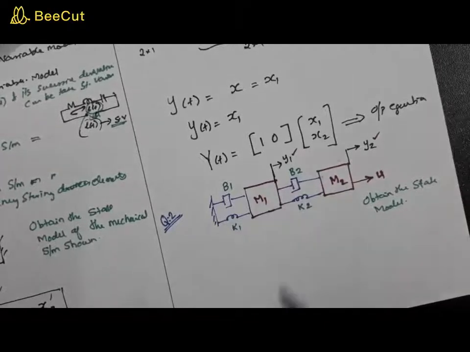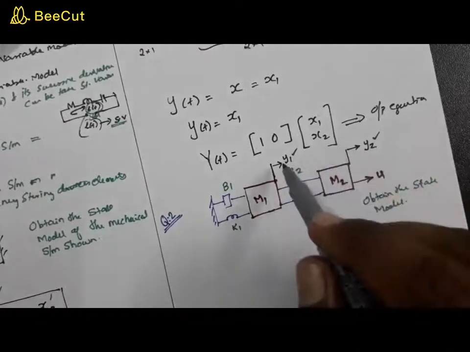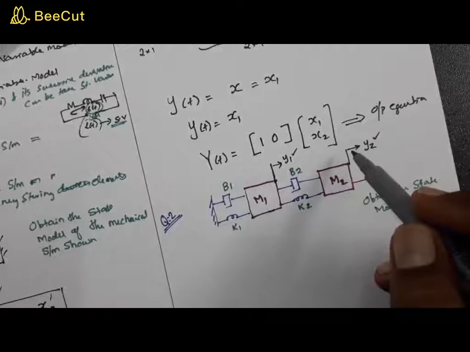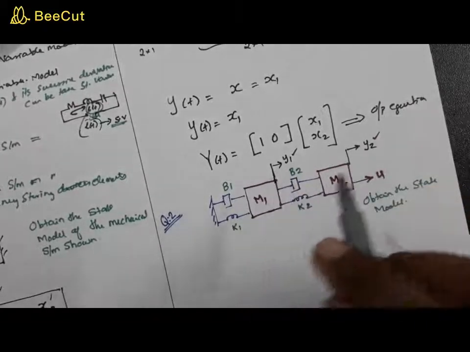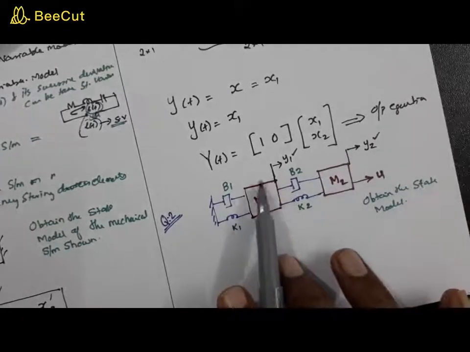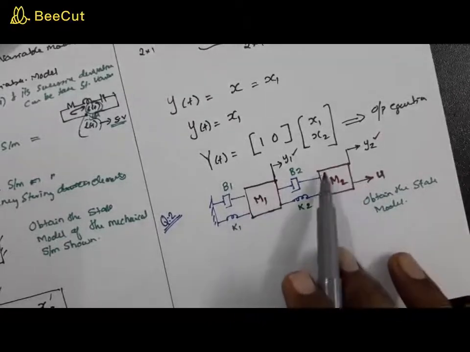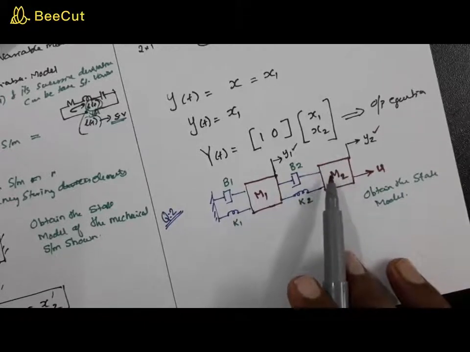Now we know how many state variables you require. Minimum it requires two state variables because there are two outputs shown. So each output has to be assigned as a state variable. Now when you write the equation for M1, you can see that it's going to be a second order differential equation, and similarly you can write the equation for M2. That also gives you a second order differential equation.